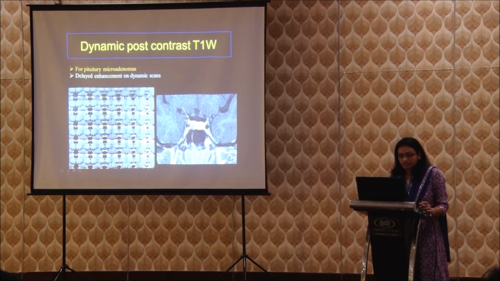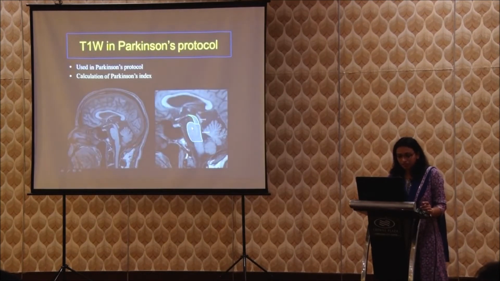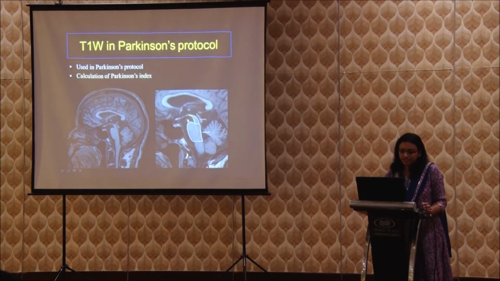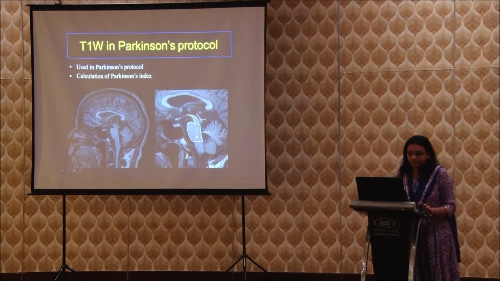So this is one example of pituitary microadenoma on the left side of the pituitary. T1 imaging is also used in Parkinson's protocol. As I said, it is used for delineating anatomy. So we take thin sections through the midline and we calculate the area of the midbrain and the pons, and that is used for calculation of Parkinson's index in cases of PSP.